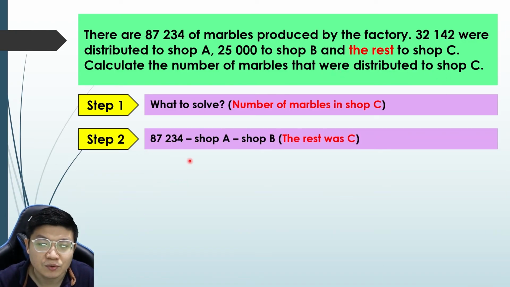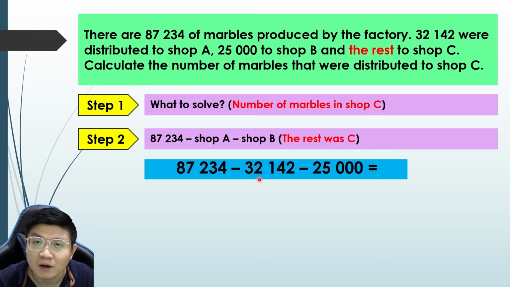So step number 2, you are going to take 87,234, which you distribute to shop A, and you distribute again to shop B, and the rest was C. I can say here the rest is the keyword, or it means the balance was C. So shop A is already known, which is 32,142, and shop B is 25,000. So after you minus these two, the answer should be C, which is the rest or the balance or the remaining. So this is subtract subsequently.